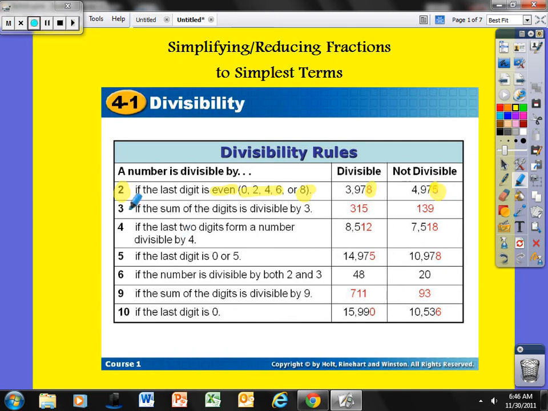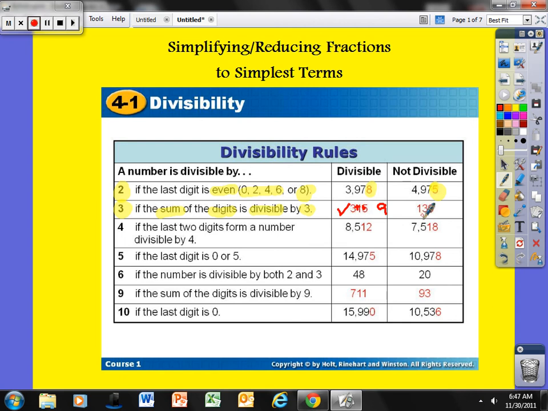This one here probably causes the most problems, both the rule for 3 and 9, and they're very similar rules. If the sum of the digits is divisible by 3, keyword here, sum of the digits divisible by 3. So if I take a look here, I have to look at 315. Now, the sum of the digits, that must mean I add them because sum is an addition word. So I say 3 plus 1 plus 5. 3 plus 1 is 4, plus 5 is 9. Is 9 divisible by 3? Yes, it is. So that means 315 is divisible by 3.